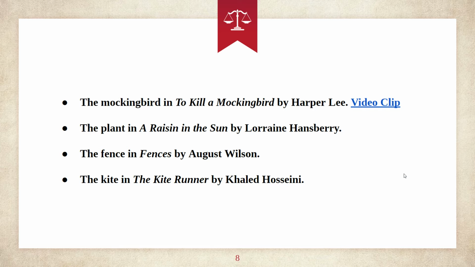The fence in Fences by August Wilson is about both the literal and figurative fences and walls that people put up in their relationships with other people and how that affects their relationships. So the fence in Fences is symbolic of the barriers that people build up in their relationships. And then obviously the kite in The Kite Runner would also be another example of a symbol in something that you've read in your life.